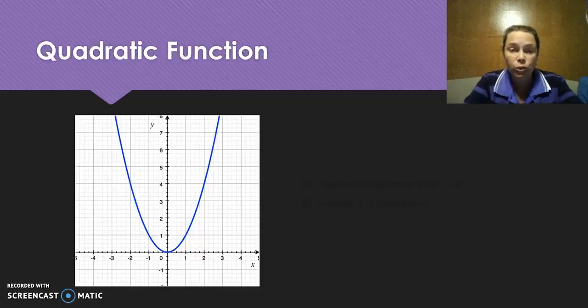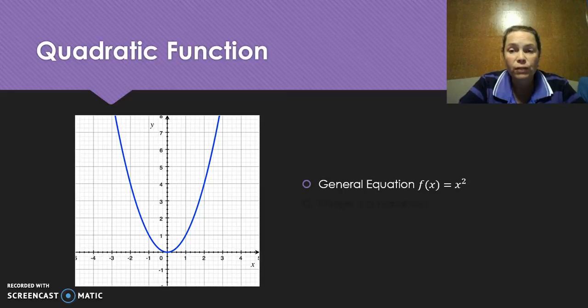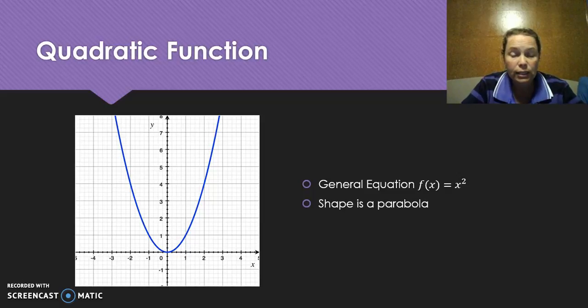Let's begin with the quadratic function. It has the general equation of f of x is equal to x squared, or y equals x squared. So here the power is 2. The shape is a parabola. And you can see in the example that it goes through the origin, because when x is 0, 0 squared equals 0, so y equals 0. Hence it's symmetrical about the y-axis, and those are the major properties of a parabola.